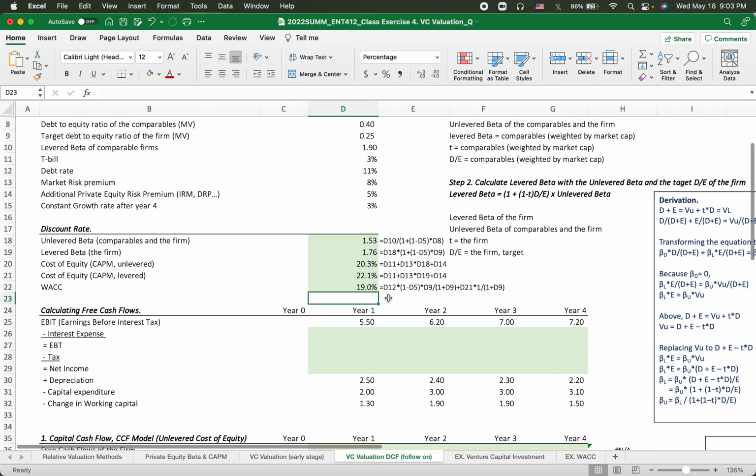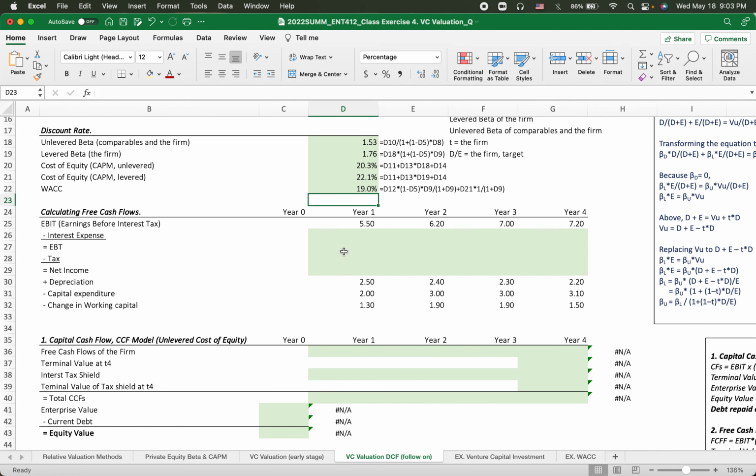Okay, so here, let's move to calculating free cash flow. We have the EBIT, earnings before interest and tax, from the financial projection provided by the venture firms, the entrepreneurs, the founder. They will provide this financial statement, right, in the form of a business plan or the performance every quarter and every yearly basis. Now we received these financial projections. Based on this financial statement, we will develop the free cash flow.